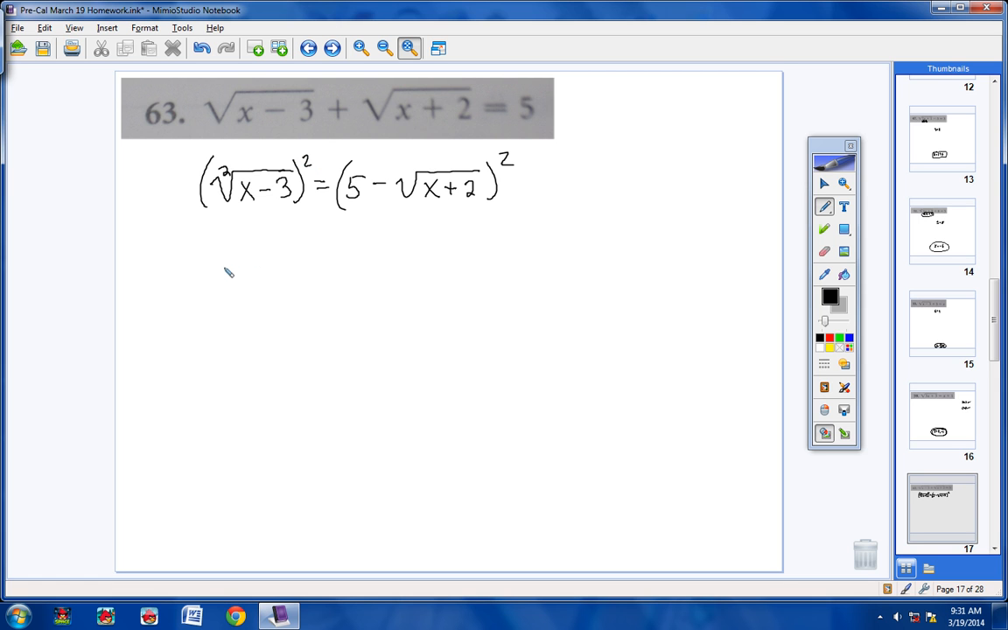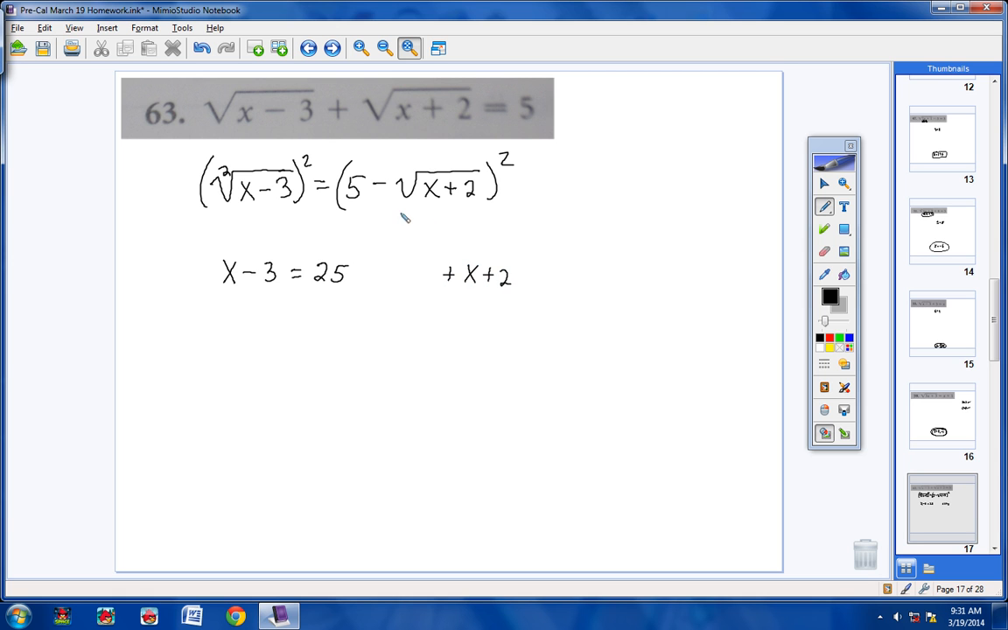Well, when you square a square root, you're left with the radicand. And then there is a shortcut you can use on these problems here to save time. Whenever you're squaring a binomial that's identical, like 5 minus the square root of x plus 2 times 5 minus the square root of x plus 2, there's a shortcut. You can square this number here, and that would give you 25. And you can square this whole thing here, and a negative square root times a negative square root would give you a positive x plus 2.